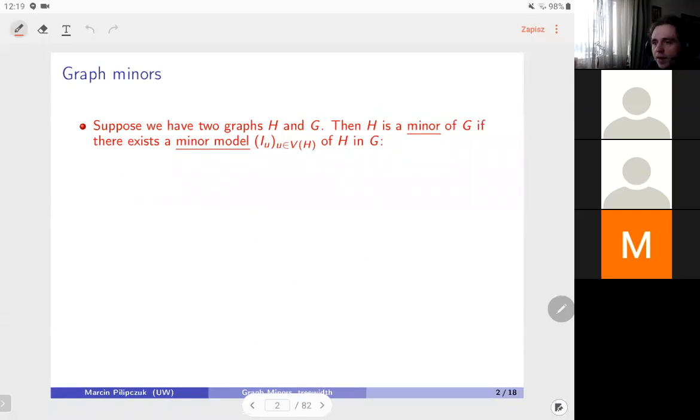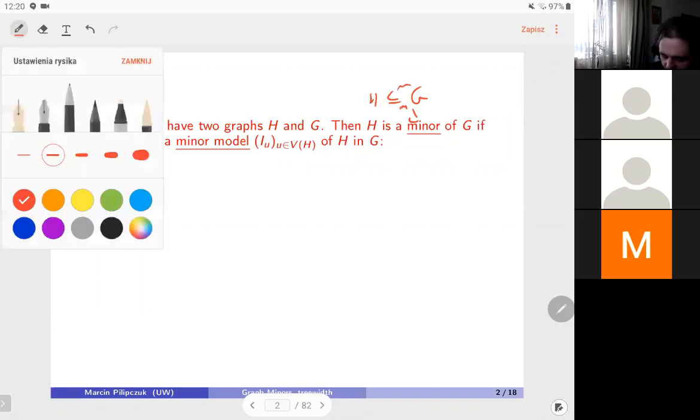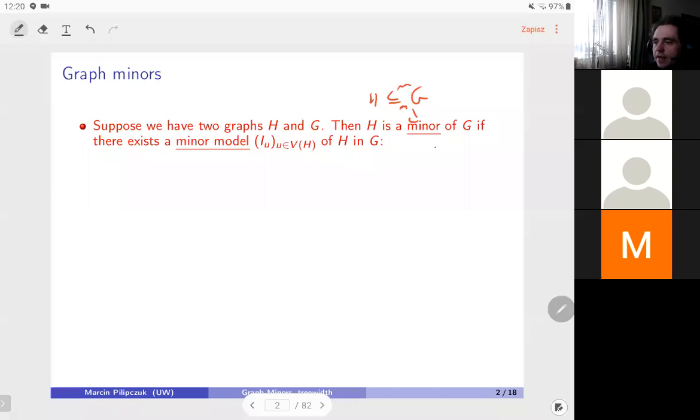So we'll be doing graph minors. Let's first define what it means to be a minor. Being a minor is a relation between graphs; it's really a partial order on the set of graphs. So we may say that a graph H is a minor of a graph G. Sometimes in the literature you can find an inequality with an M somewhere at the top, but we don't have any fixed notation here.